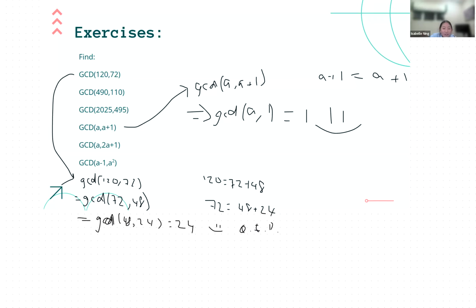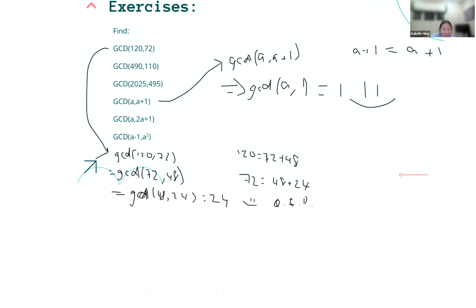Okay, so Sophie said GCD of a minus 1 and a squared. So she first said that a squared equals a minus 1 and a plus 1 plus 1.